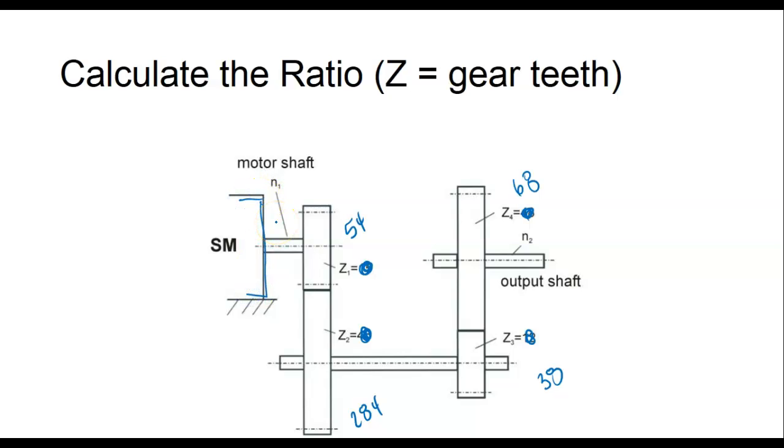If we have a little gear feeding a big gear, it is a torque multiplier. If we have a big gear feeding a little gear, it's a speed multiplier. If we have a little gear feeding a big gear, it is a torque multiplier, a speed divider. If we have a big gear feeding a little gear, it is a speed multiplier and a torque reducer.